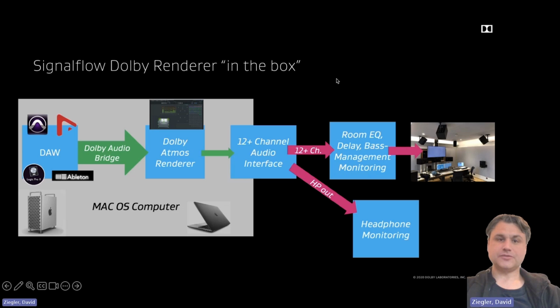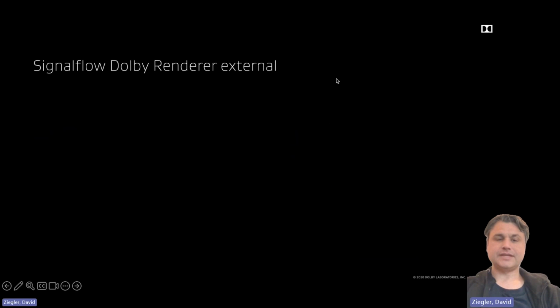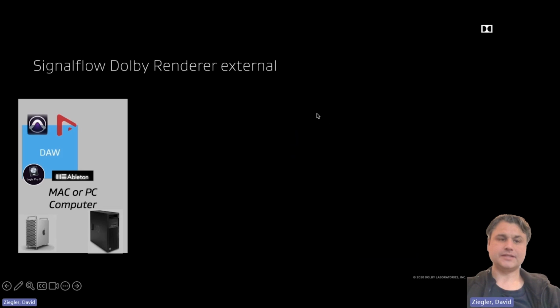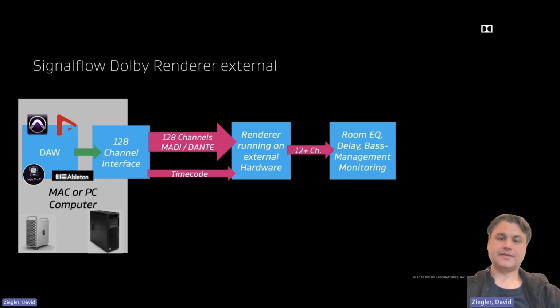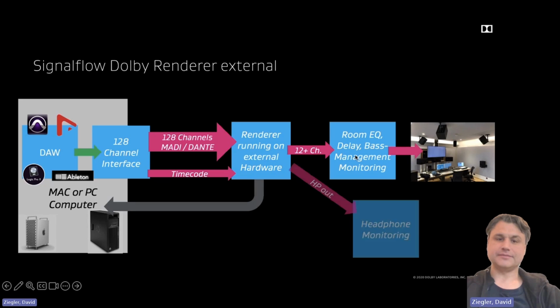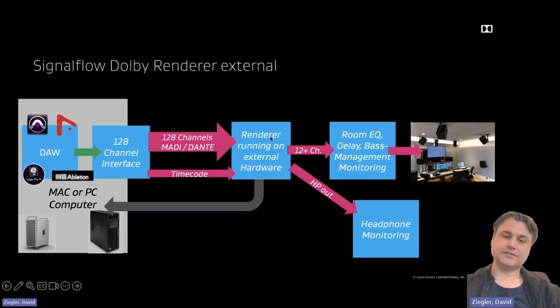So there's an alternative workflow where you install the Dolby Atmos renderer on an external machine. So in that case, you have your workstation running, and then you connect to a second machine, to a physical second machine that is running the Dolby Atmos renderer. In that case, you need 128 channels to go from one to the other. And then to that second machine, you connect your 12-channel interface, monitoring, and headphones. So slightly different because basically there's a second machine in the way. But you see in terms of these requirements, it's the same.